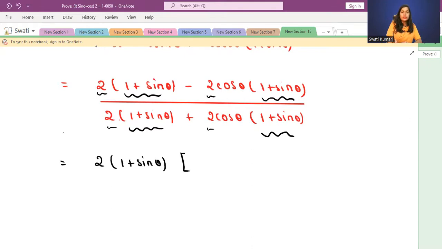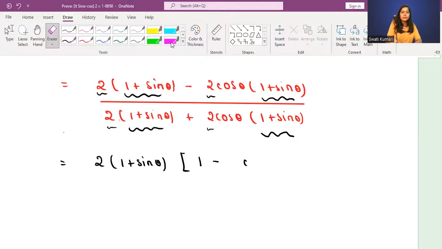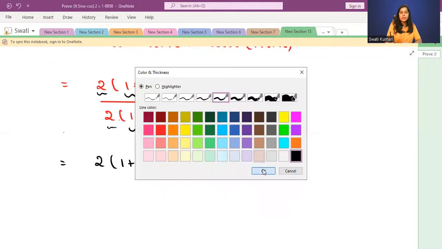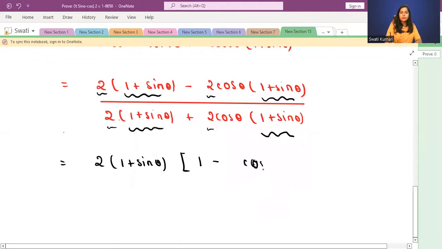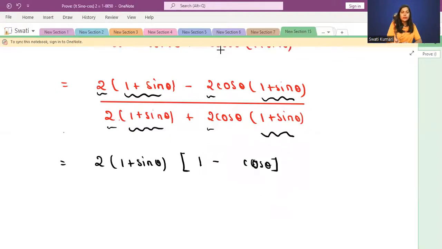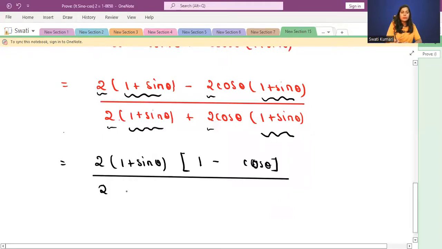And now what is left? 1 minus twice of cos θ. Sorry, not twice of, because 2 we have already taken common. So 1 minus cos θ, that's it. All right, 1 minus cos θ. Same in the denominator. All right. Here also we can take that twice of (1 + sin θ) common. This will become twice of (1 + sin θ). And then in the denominator, we have 1 plus cos θ.